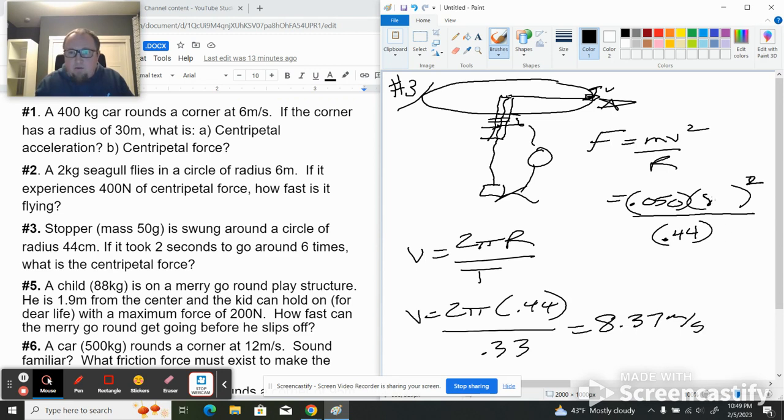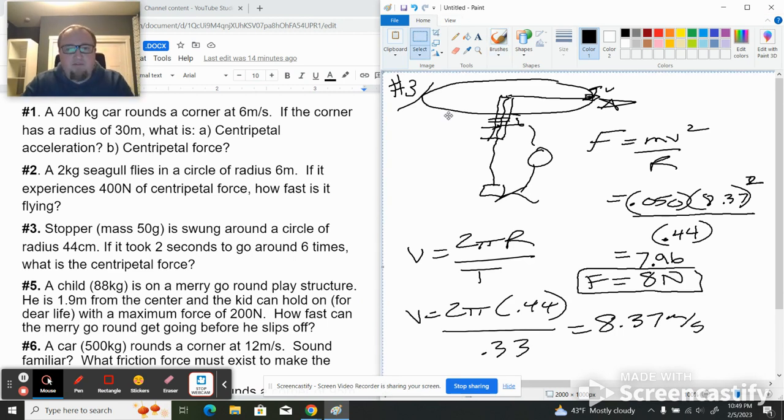Okay, and then if I put that in, I now can get my force. Divided by 0.44, my force, hopefully I plug this in right, is 7.96. I'm a little scared because I rounded a bit, so let's just round that to about 8 newtons. Okay, I'm right around there. That's number 3.